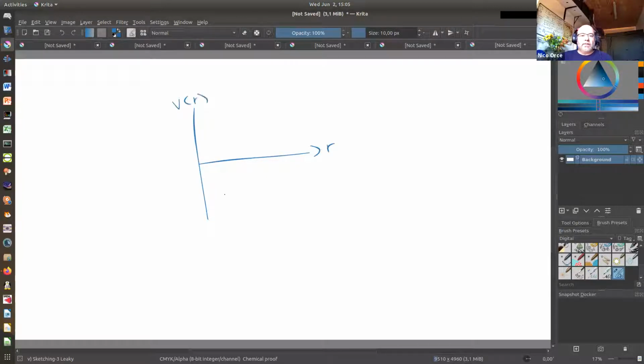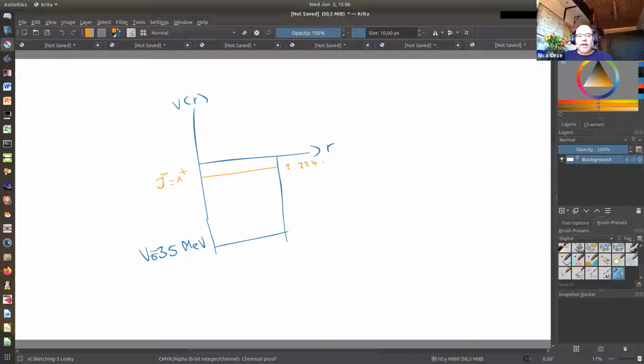Let's call it R. And there was a potential that you calculated, remember, of being about minus 35 MeV. That was V naught, the depth of the potential. And there was a level here, the only bound state in the deuteron, which was a J pi equal 1/2, which has an energy of 2.224 MeV, right? So this was actually the energy of the ground state.